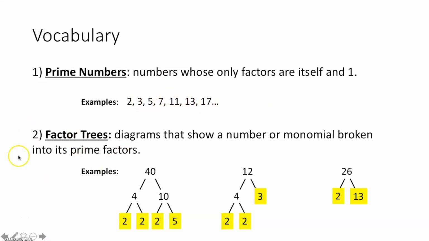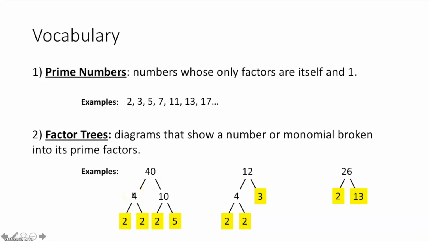Next vocabulary term are factor trees. Those are diagrams that show a number or monomial broken into its prime factors. This is also called prime factorization. What you're going to do is take a number like 40 and break it down into its prime factors. So I'm going to take 40, and you need to first think about two numbers that multiply together to make 40. You could pick 8 and 5. You could pick 2 and 20. I picked 4 and 10. So after you do that, you then go to each of those numbers.